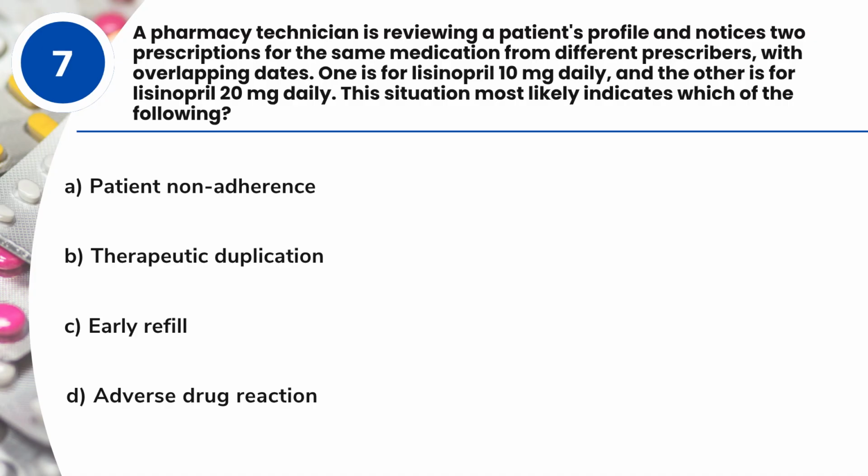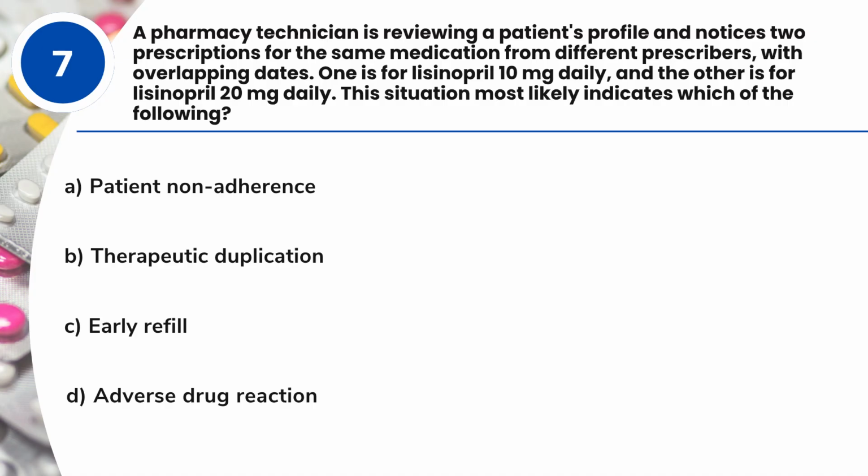Question 7. A pharmacy technician is reviewing a patient's profile and notices 2 prescriptions for the same medication from different prescribers, with overlapping dates. One is for lisinopril 10 mg daily, and the other is for lisinopril 20 mg daily. This situation most likely indicates which of the following? A. Patient non-adherence. B. Therapeutic duplication. C. Early refill. D. Adverse drug reaction.